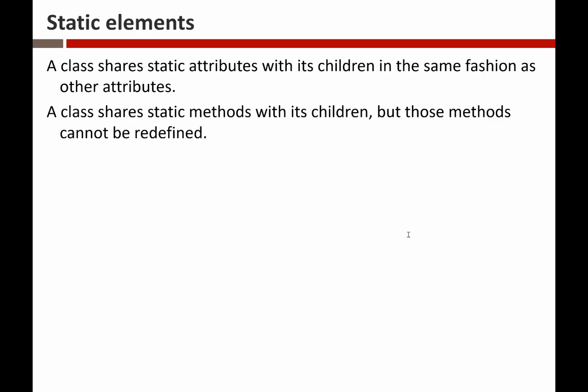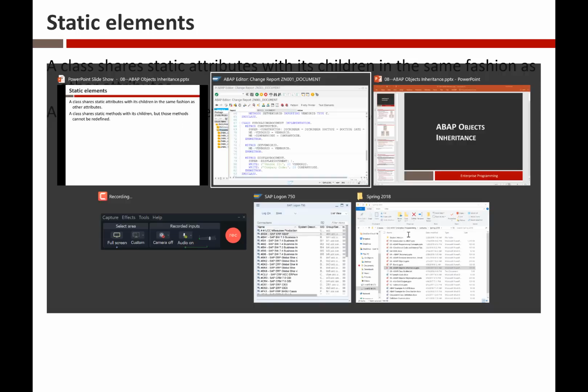We employed a static attribute in the class that we just wrote. So you've seen this. A class shares static attributes with its children in the same fashion as other attributes. A class shares static methods with its children, but this is kind of an odd characteristic. You cannot redefine a static method. The overall model for ABAP objects just does not permit that. And that's all I had to cover by way of object inheritance.